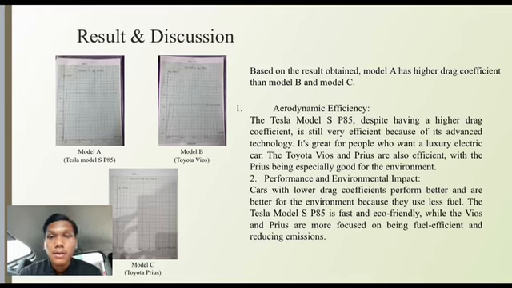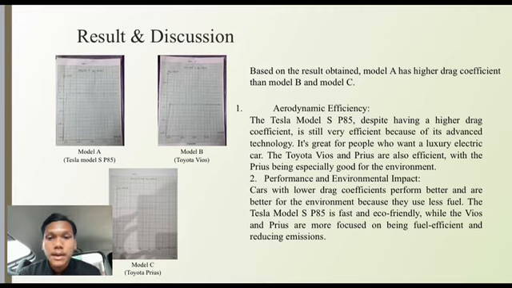I will continue with our slide, result and discussion. Based on the result obtained, Model A has the highest drag coefficient compared to Model B and Model C. Point number 1, aerodynamic efficiency. The Tesla Model S P85, despite having a higher drag coefficient, is still very efficient because of its advanced technology. It's great for people who want a luxury electric car. The Toyota Vios and Prius are also efficient, with the Prius being especially good for the environment.